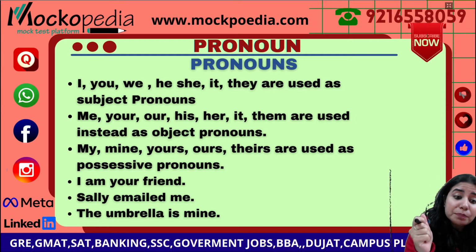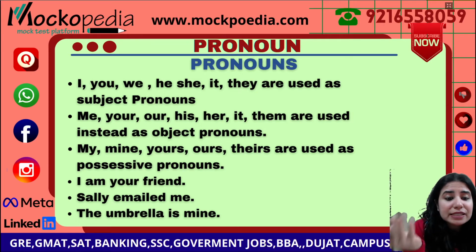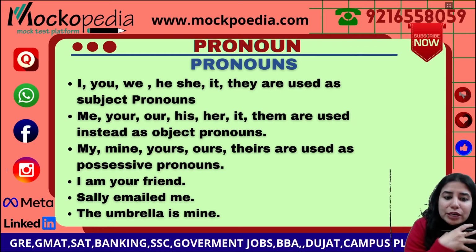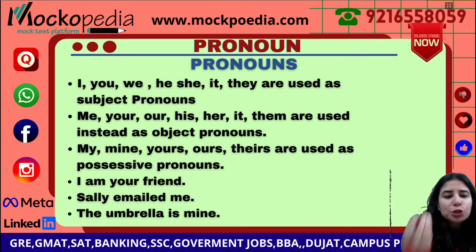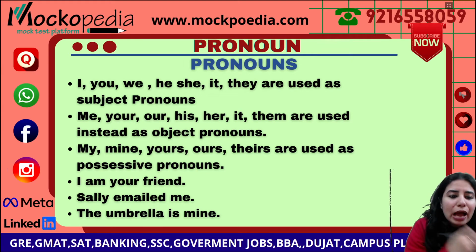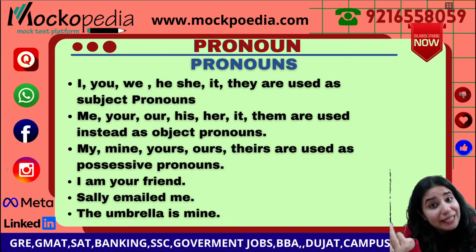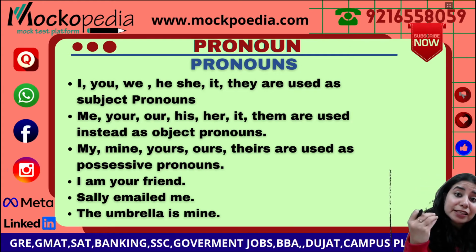Sally emailed me. So in this case, me is acting as what? As an object pronoun. The umbrella is mine. So in this case, mine is being used as a possessive pronoun, right? So in I am your friend, I is the subject pronoun; in Sally emailed me, me is the object pronoun; in the umbrella is mine, mine is showing association or belongingness. So we are going to say that this is a possessive pronoun, right?